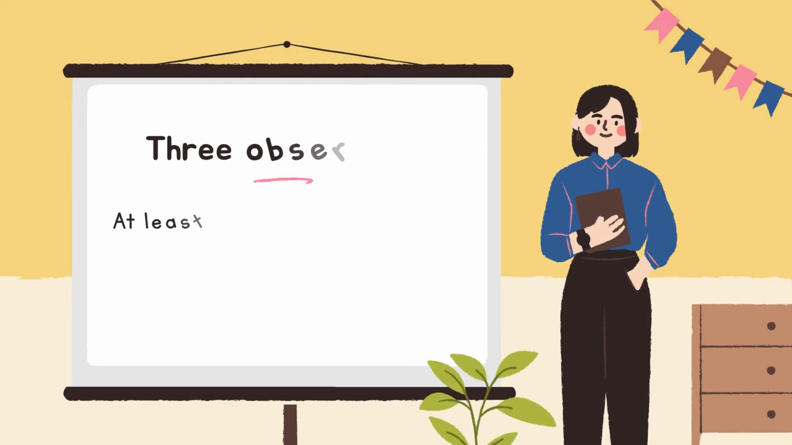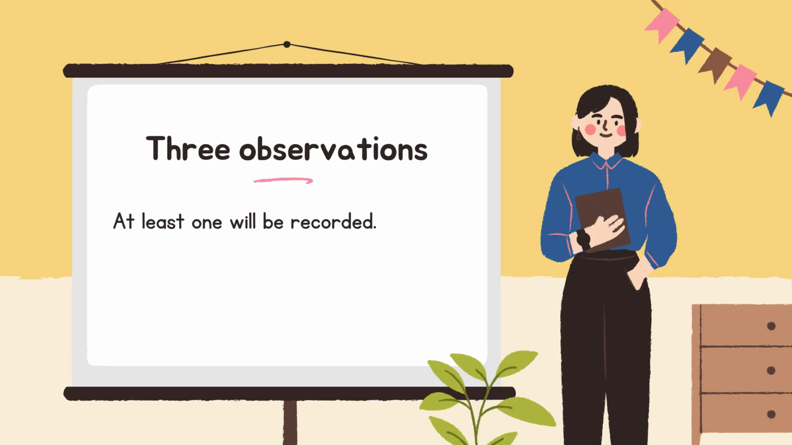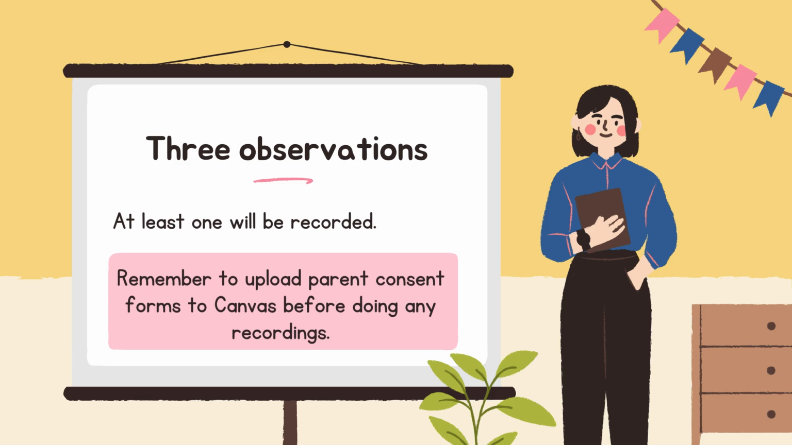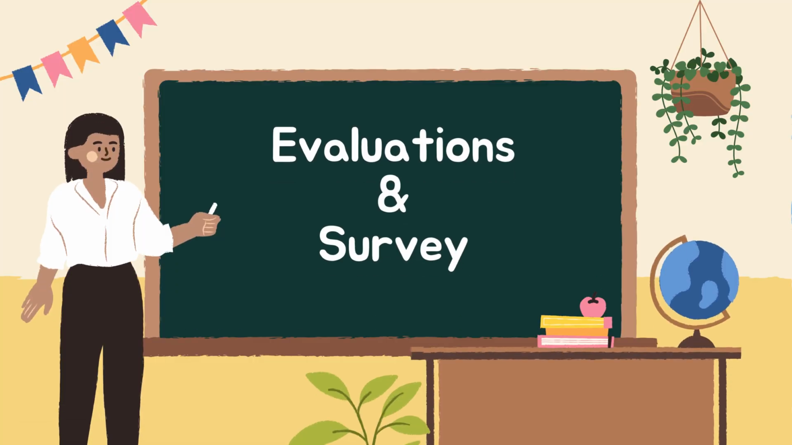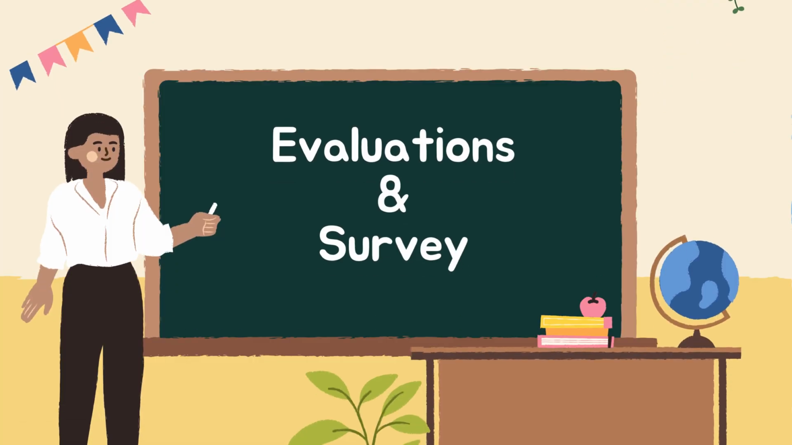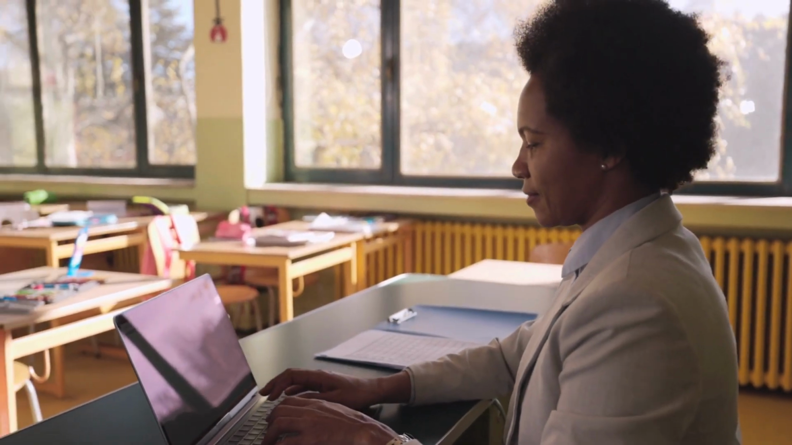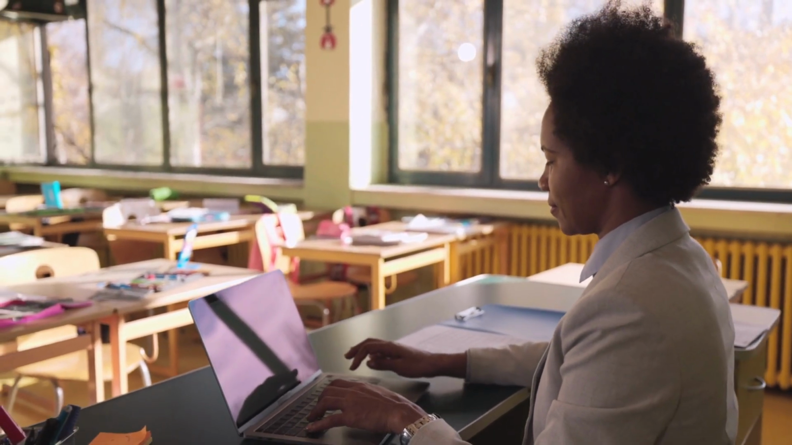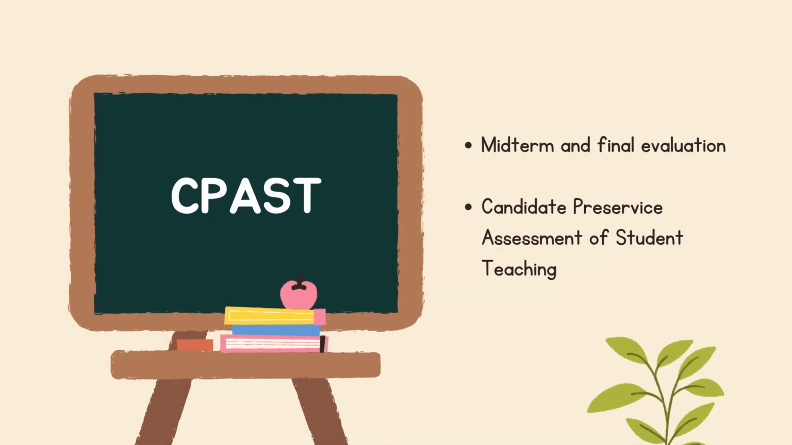You'll still have 3 observations from your university supervisor, and at least one of these will likely be recorded. Just remember to upload parent consent forms to Canvas before doing any recordings. Throughout the semester, you, your cooperating teacher, and your university supervisor will complete key evaluations and surveys to provide us feedback. These include a midterm and final evaluation, which we call the CPAST.